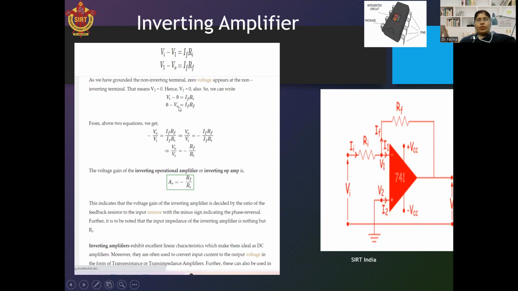Now do the division of V0 by VI. So minus V0 upon VI is equal to IF, RF upon IF, RI. So this is equal to minus RF upon RI since IF, IF are cut down. So this is the voltage gain of inverting amplifier, which is equal to minus RF upon RI. That is, voltage gain of inverting amplifier depends on the value of feedback resistance and input resistance.